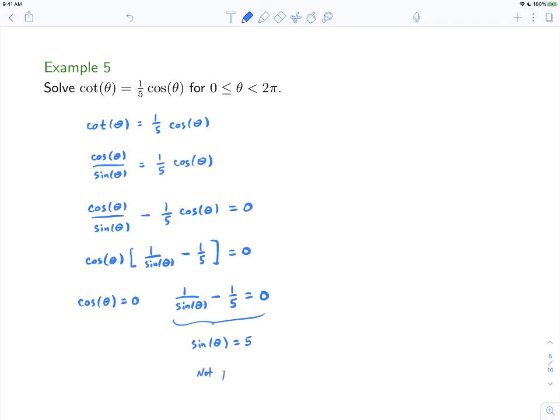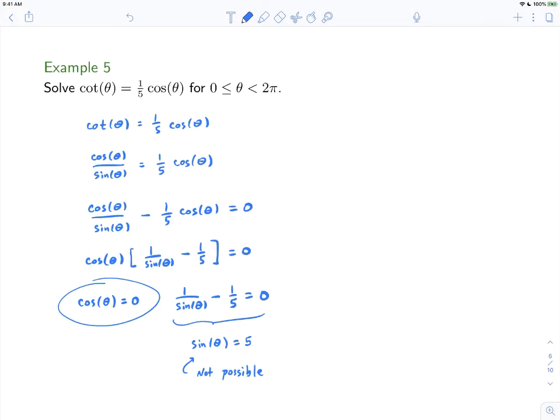Not possible. Remember that sine is always between minus 1 and 1. So it's not possible for sine of theta to equal 5. So the only way you can have a solution to this equation is if cosine of theta is equal to 0. What values of theta give you cosine theta equal to 0?